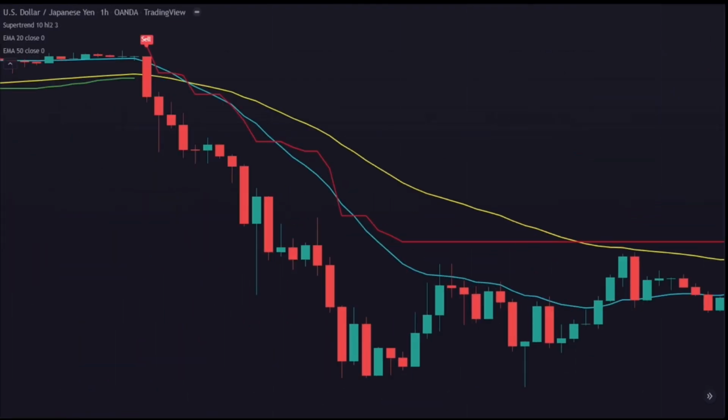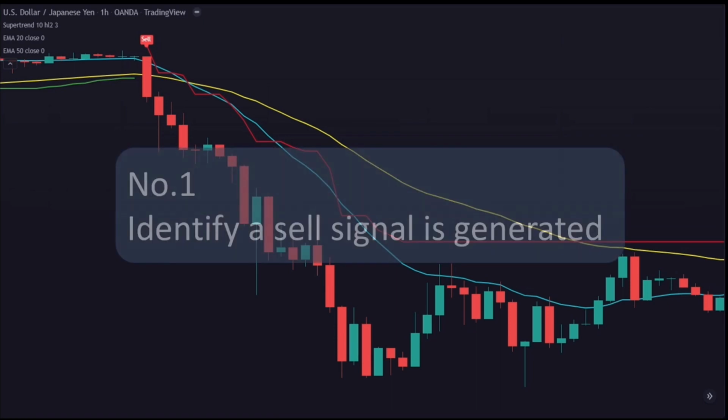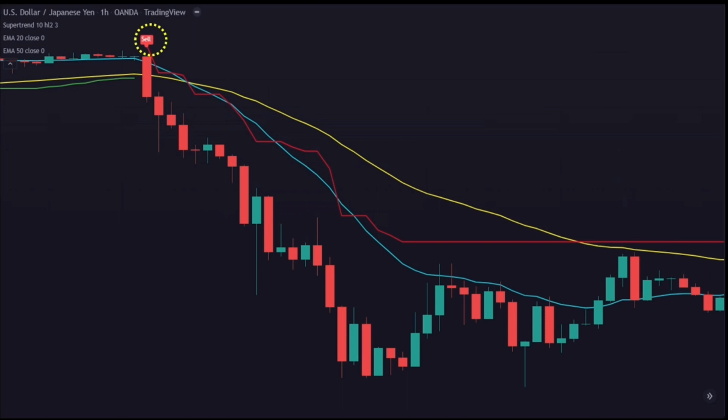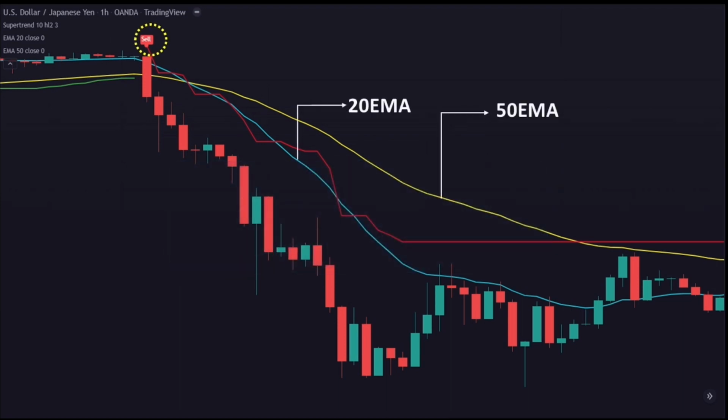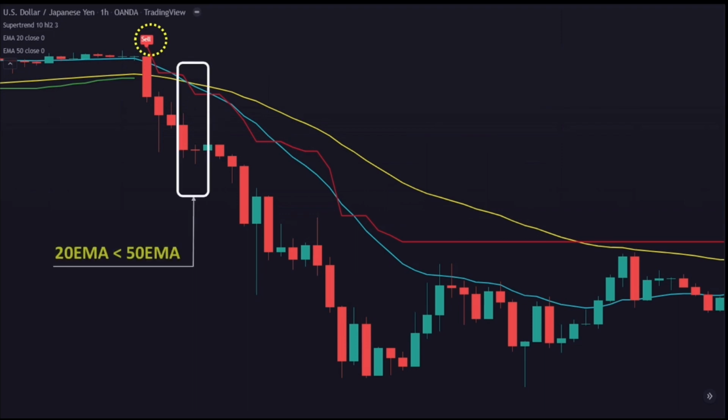For taking sell positions, you can use the same rules, but everything is in reverse. Rule number 1. Identify a sell signal is generated. Rule number 2. 20 EMA should be closed below 50 EMA. When you see the two rules are clear, you may take a short position here by using a sell stop order. And then you place a stop loss order above 50 EMA or swing high.